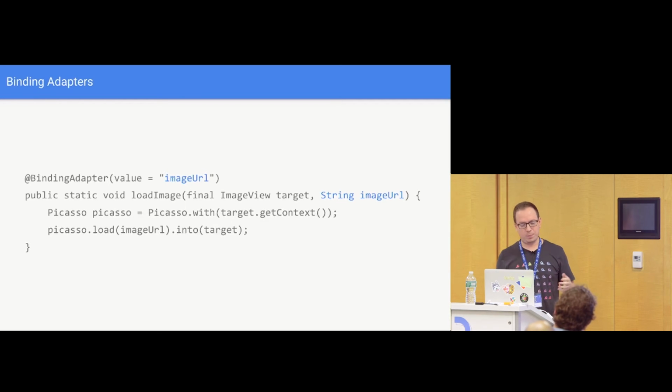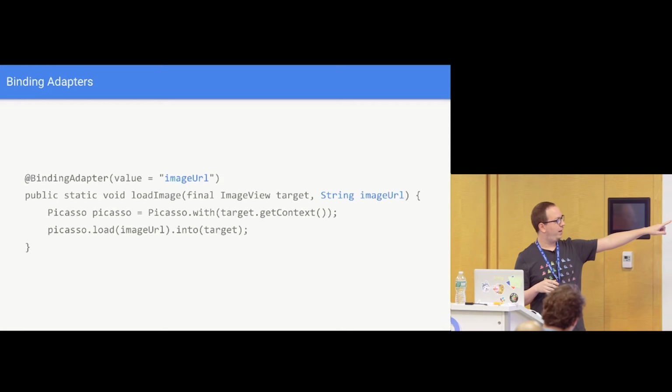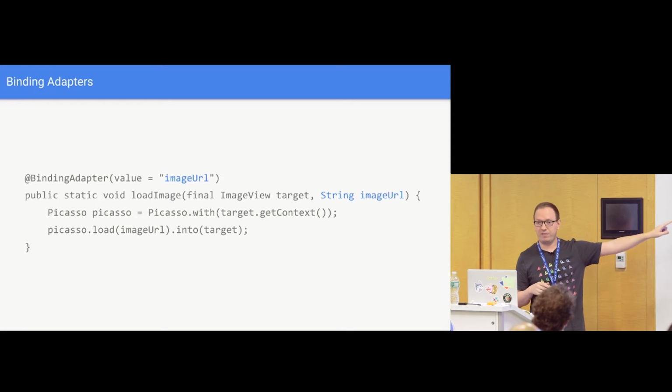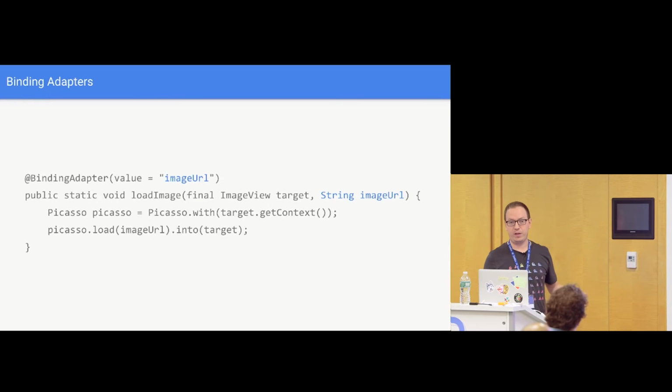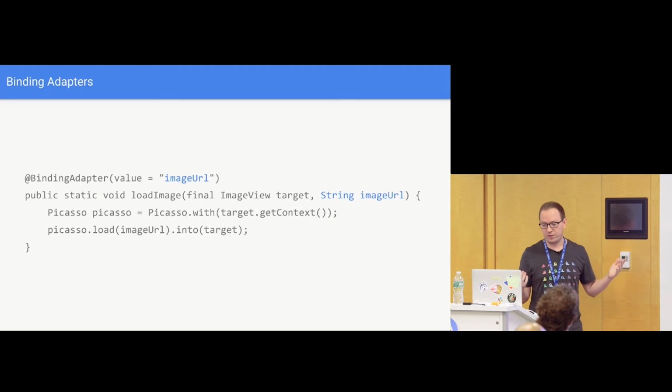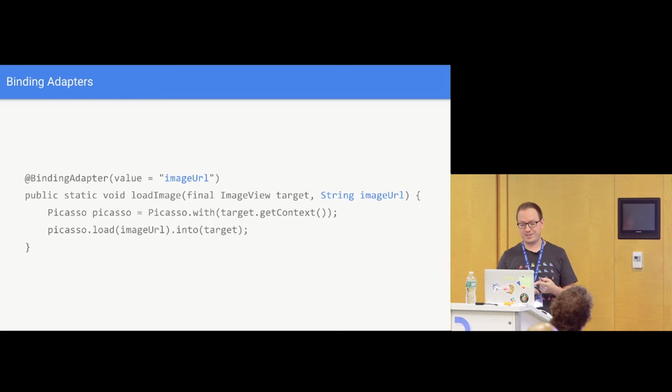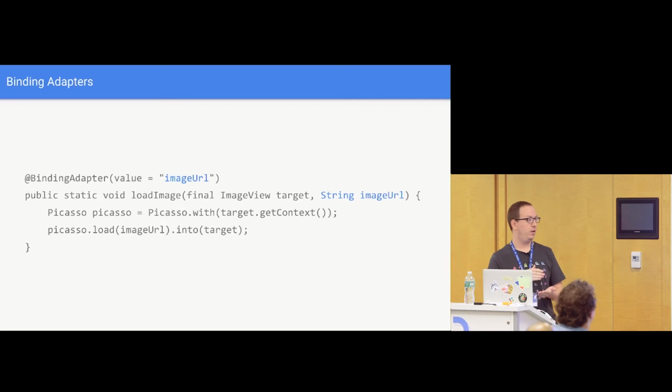So I just want to point out the structure of this method. It's got the annotation at the very top, and the value is called image URL. That value represents the XML attribute that you'll use in your layout file to set this. So the method parameters for this class, which, by the way, is a static method: the first method parameter is always going to be the type of view that it's operating on, and the second is going to be the XML attribute input. So for example, if I tried to use this binding adapter on a text view, it would not work because this particular one only accepts an image view.